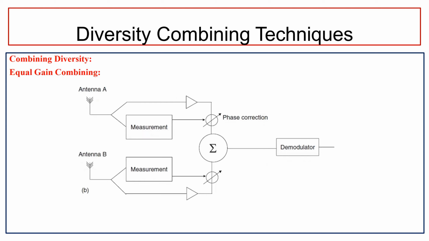The second one is the equal gain combining. It is similar to maximal ratio combining, except that the weighting circuits are omitted. Here, all branches have unity gain. The signals from each branch are co-phased to provide equal gain combining diversity. It is also superior to selection diversity, but it also has some drawbacks.